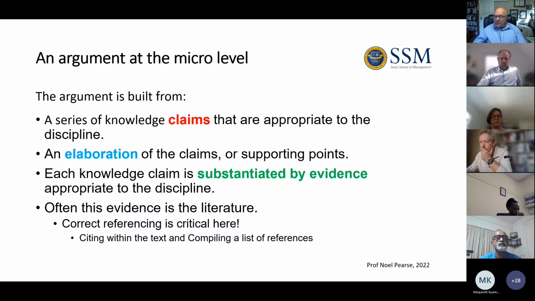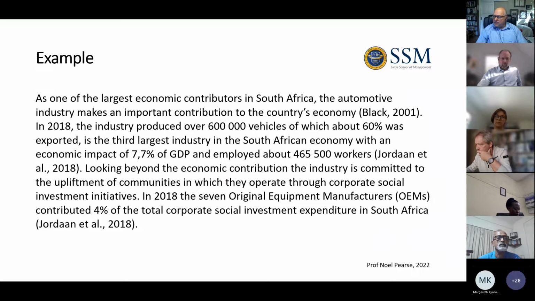Obviously, you also have to identify counter arguments, because there are going to be other researchers out there who come with counter arguments. You have to acknowledge them, and respond to them also. So this is just one example.